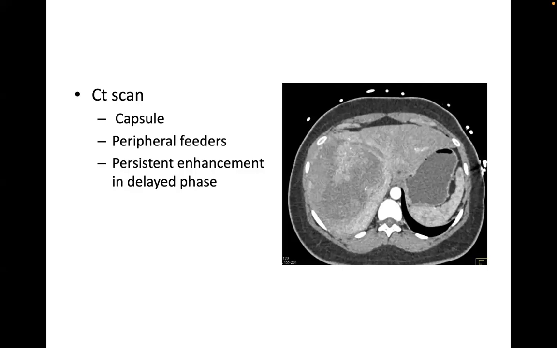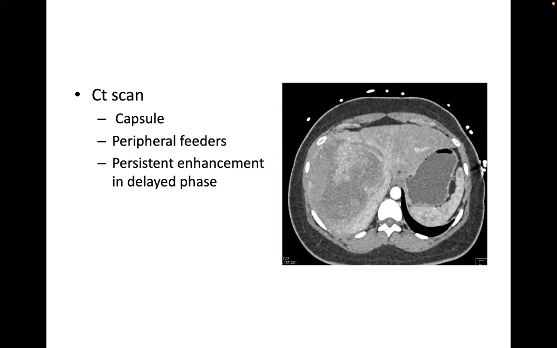And then we'll move on to the CT scan. You can see on CT that it's usually encapsulated. The capsule is not very clear here, and then it has peripheral feeders. It feeds from the periphery, and there is persistent enhancement in the delayed phase.